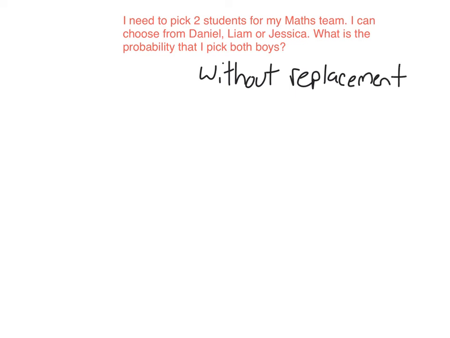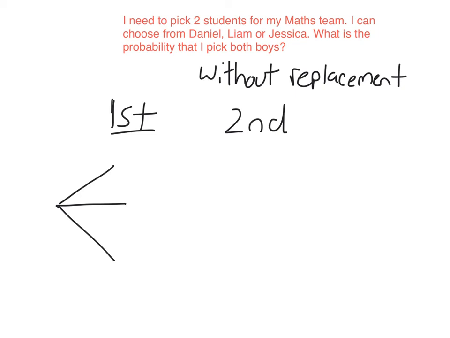So this time, I won't have the same chance of getting an outcome at each stage. So I don't have the same chance of picking Daniel on the first go as I do picking Daniel on the second go. So we'll still do our tree diagram like normal. So there are 2 stages, so there will be 2 columns that I line up. So for the first stage, I have 3 possibilities. At first, I can pick Daniel, I can pick Liam, or I can pick Jessica, okay?